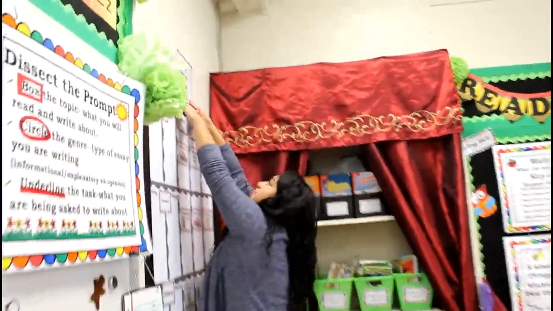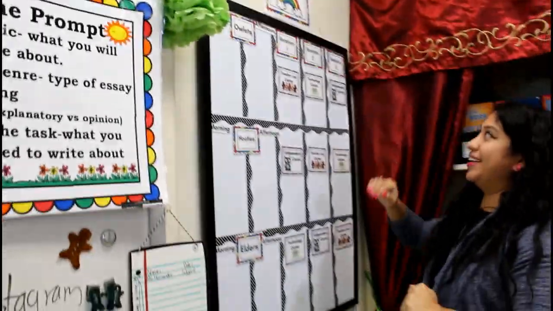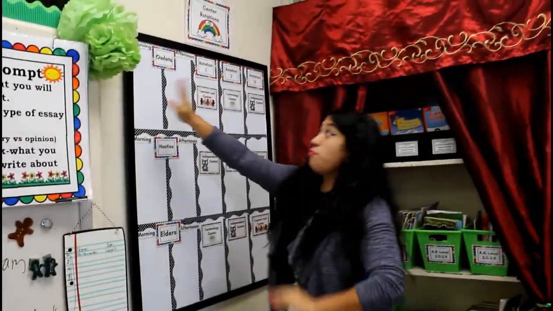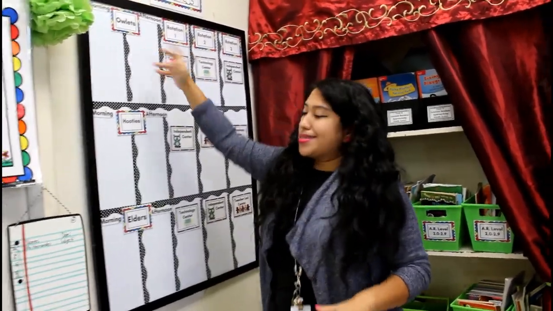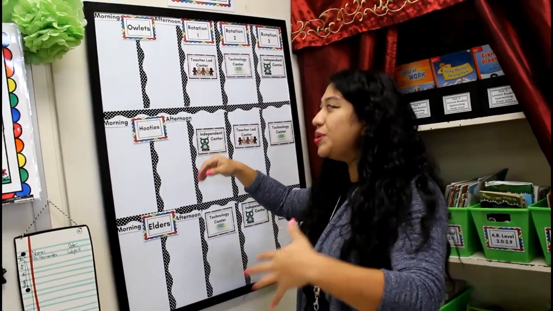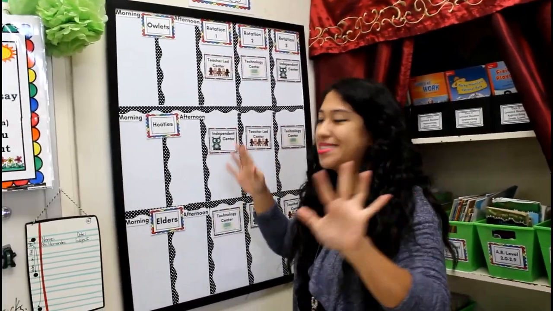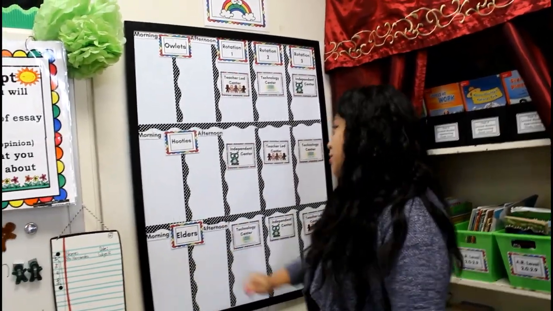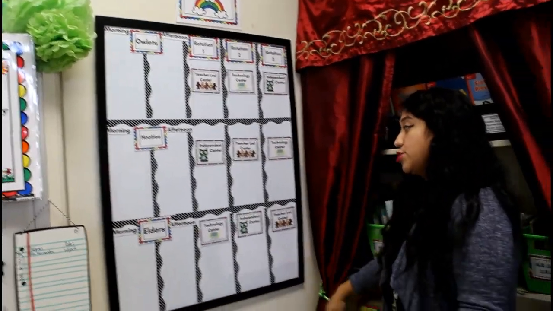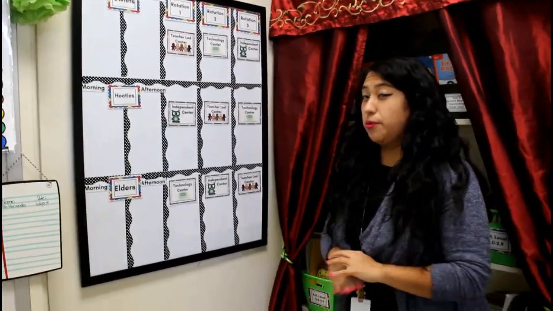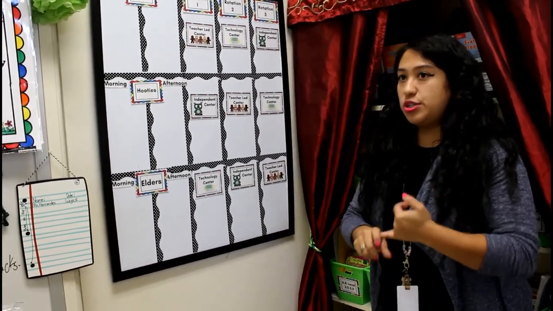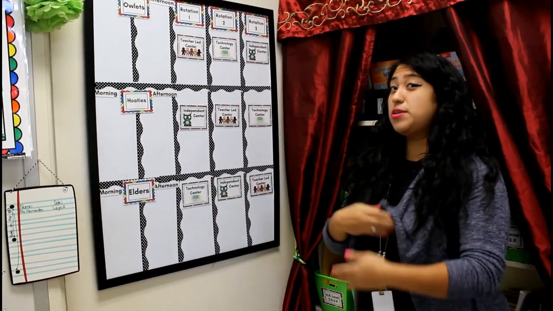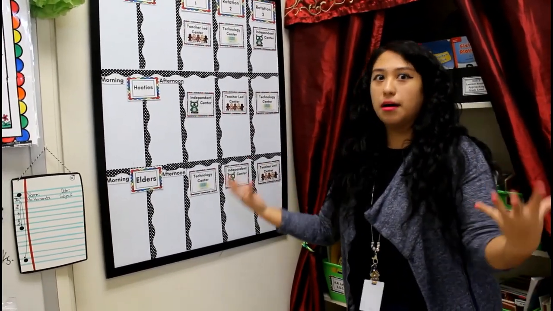This is my center rotation chart, which is not cooperating right now. I guess I'm going to have to glue it. Since I have morning and afternoon, I have 3 groups. I have my outlets, the hooties, and the elders. And these are my 3 center rotations. I try to keep it very simple and plain because the more centers you add, the more confusing it is to the children in the beginning of the year. Maybe towards the end, I will add more centers.